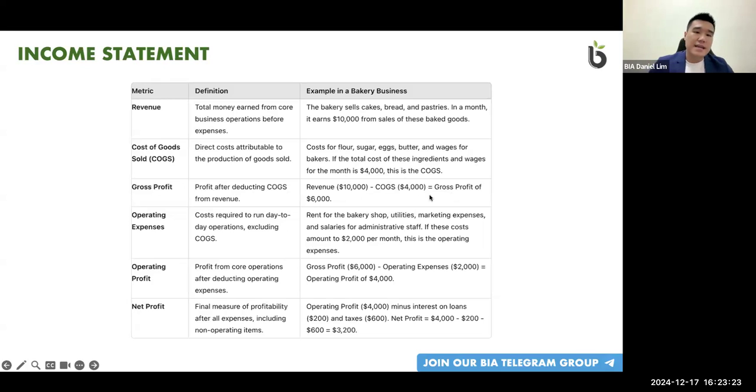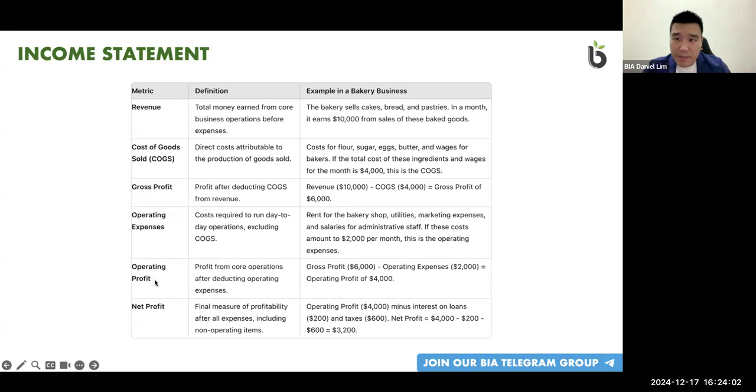Then after you minus everything already, there are still things to minus. It's what we call the operating expenses. This is different from the cost of goods sold because operating expenses are the costs required to run the day-to-day operations of your company. For example, in the bakery business, you need to rent the shop, pay for utilities, and have sales and marketing expenses, maybe salaries for your admin staff. Let's say you add everything in this example, your cost is 2,000 per month. This is your operating expenses.